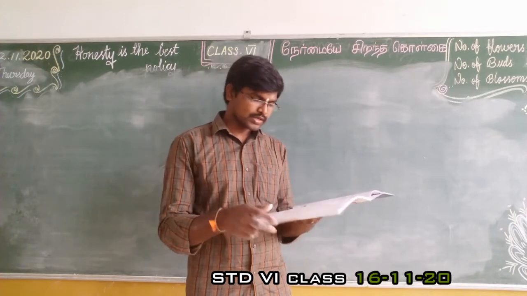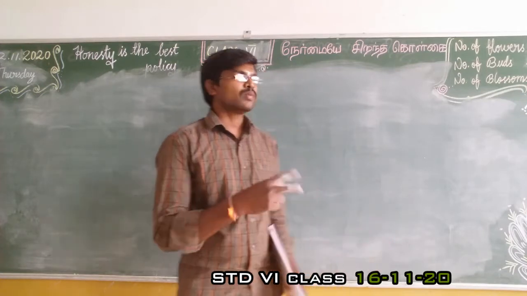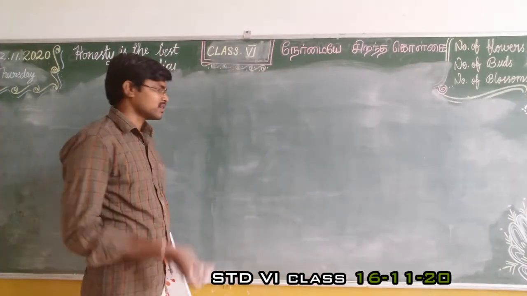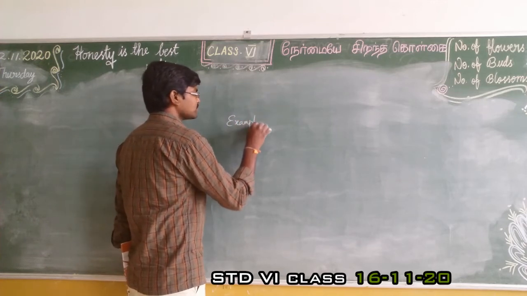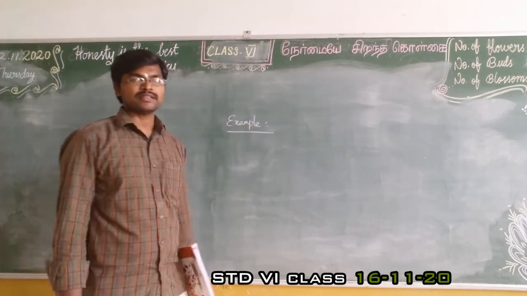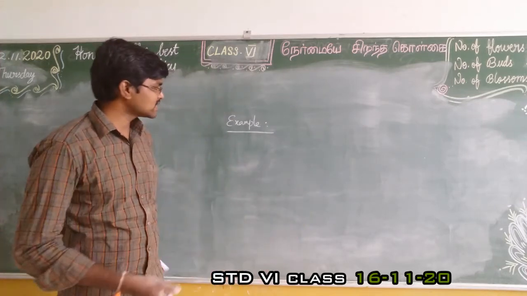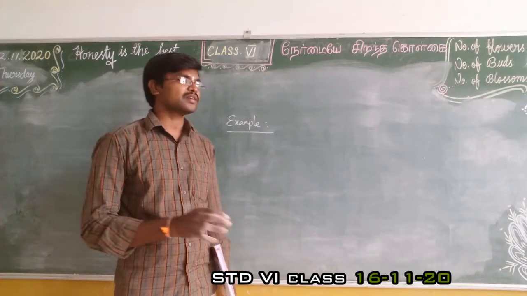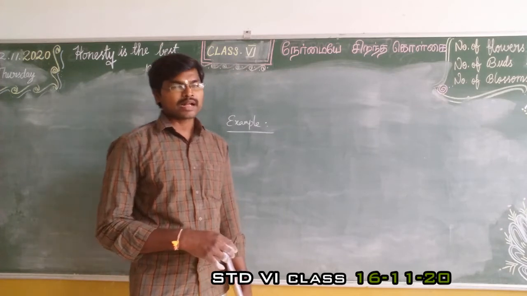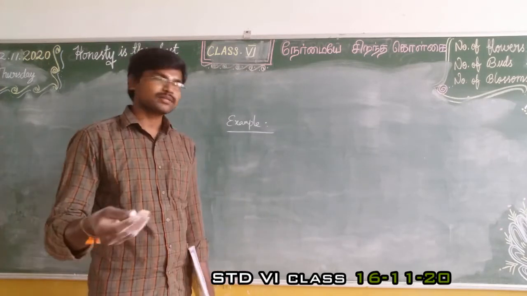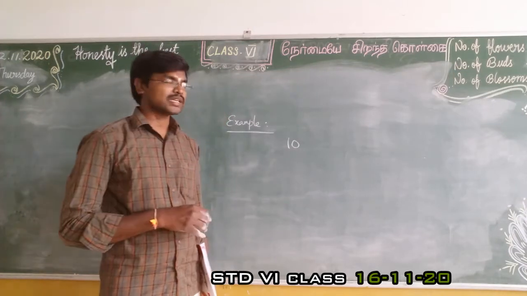So here the question says the same: each composite number has at least 3 factors. More than 2 means the beginning is 3. So simply we can choose any example, because they asked for one example. You may choose any number, but it must be a composite number. I can randomly choose 10, which is a composite number.